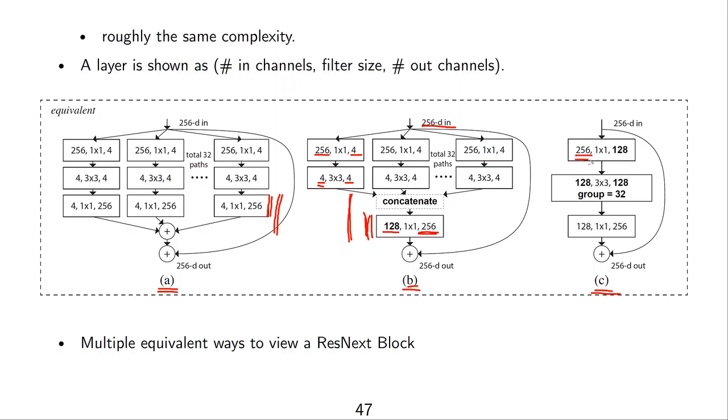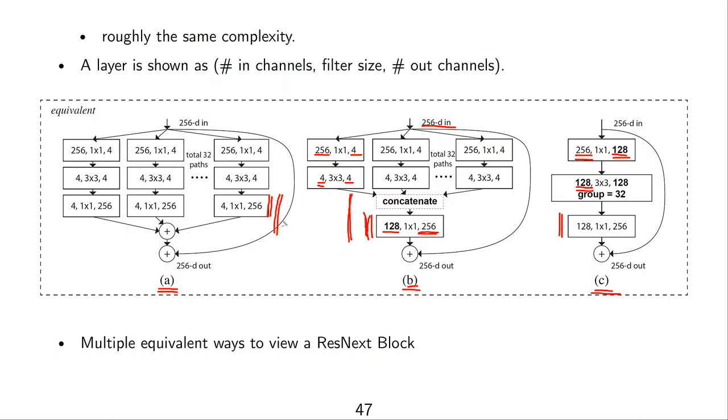So what we're going to do is 256 channels will be reduced to 128. And then there will be a group convolution with 32 groups. That means that the 128 channels will be split up into 32 groups of 4 channels each. And then the groups do not communicate with each other. They only communicate within the group. So implementing it as a group convolution layer is equivalent to doing all these separate paths. And then at the end, we already saw that this thing here performs something equivalent to what we saw in A and also in B.